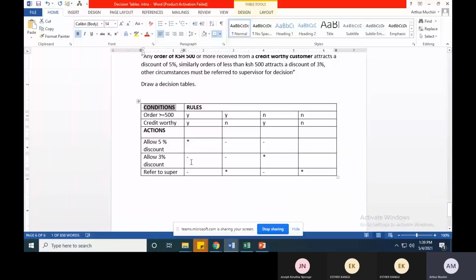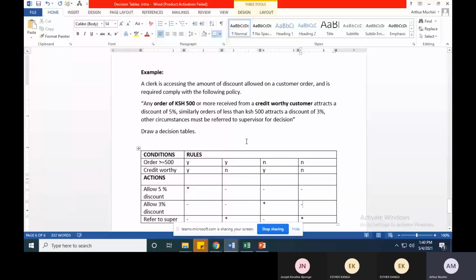I think I've tried as much as possible to Google for questions, to look for questions. So I hope that one is clear. For this one, we can put a dash there, and also a dash there. This one will be given that, this one we send to the supervisor. This one has an order of more than 500 and is credit-worthy, so you're going to give him a 5% discount. So that's how it was supposed to be.